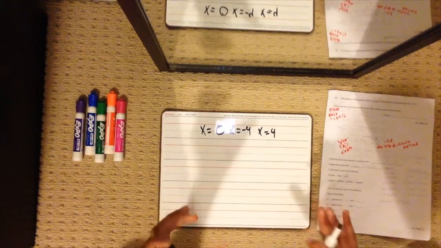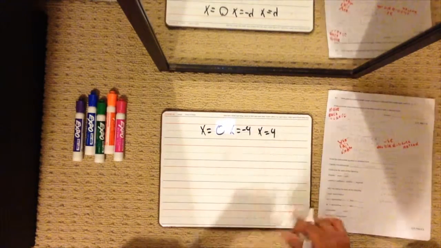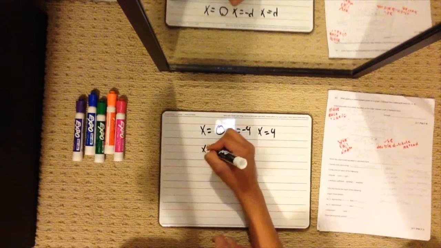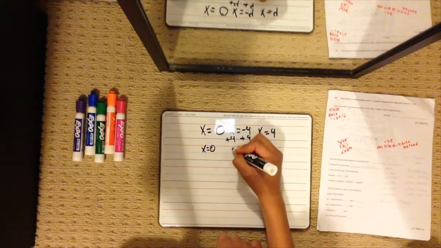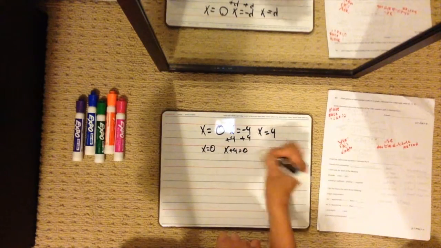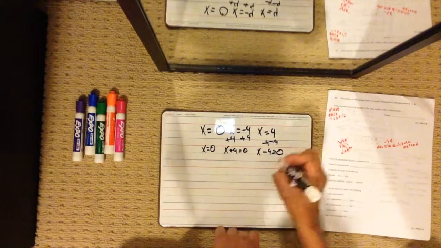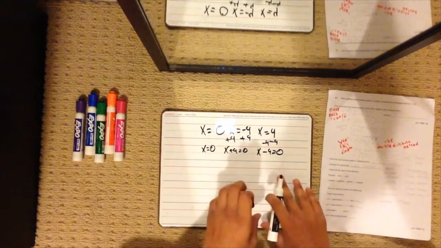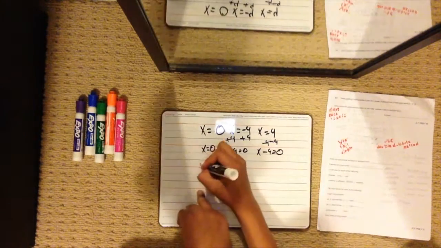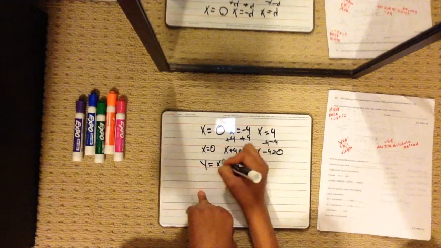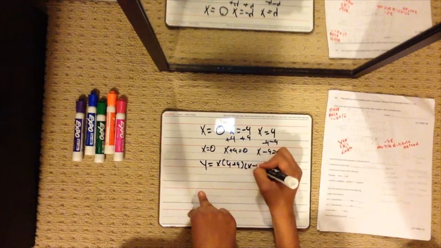The first thing we're going to do is try to make each x-intercept into 0. So x already equals 0 in the first one. Then we will have plus 4 on both sides, so x plus 4 equals 0. Minus 4 on both sides, so x minus 4 equals 0. Okay? Then we are going to put that in factored form, and in factored form, this will look like y equals x times (x plus 4) times (x minus 4).